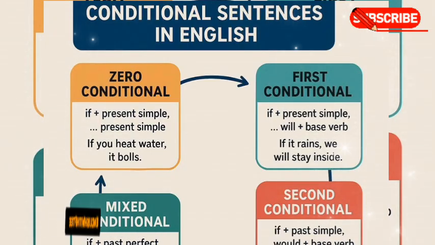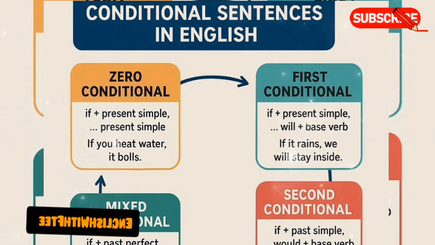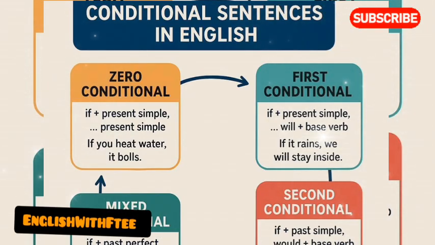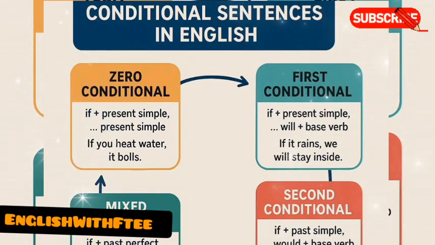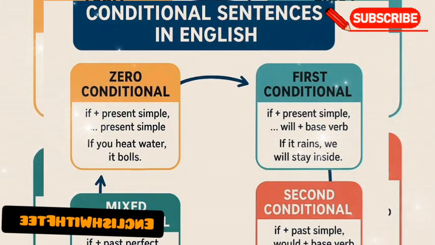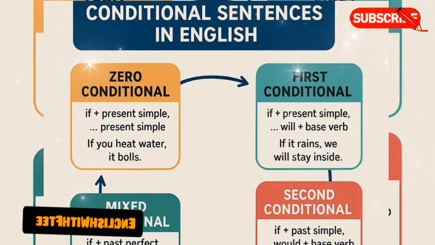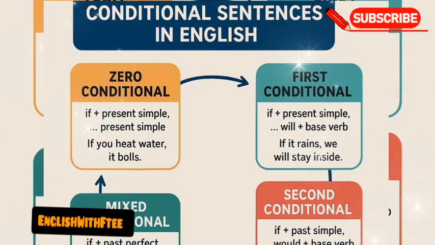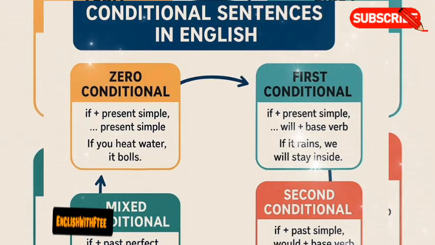First conditional sentences. The first conditional is a type of conditional sentence that uses the present simple tense in the condition and the future simple tense in the result. We use the first conditional to talk about real and possible situations in the future, plans and predictions, things that might happen if something else happens.